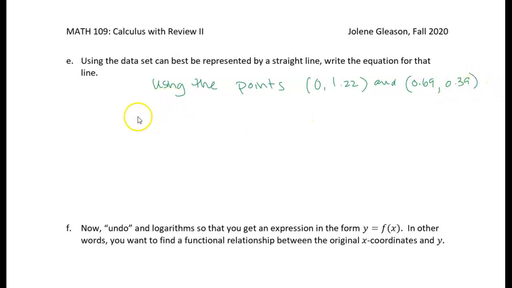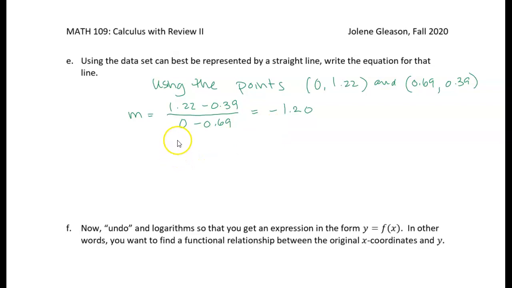So what do I need to do? I need the slope. The slope is the change in y over change in x, so 1.22 minus 0.39, over the change in x, which is 0 minus 0.69. When I put that on my calculator, I get minus 1.20.